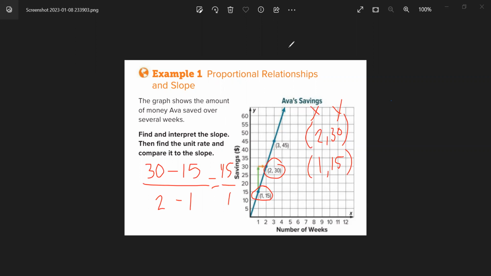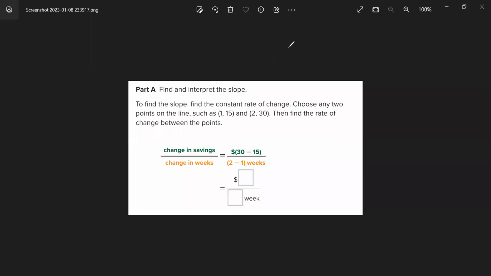Let's find the unit rate. Remember how to do it? For unit rate, you only need one pair of points, and you need to divide y by x, which is the same as the slope. So the unit rate and the slope are the same thing. Let's continue with the example. It says, to find the slope, find the constant rate of change.